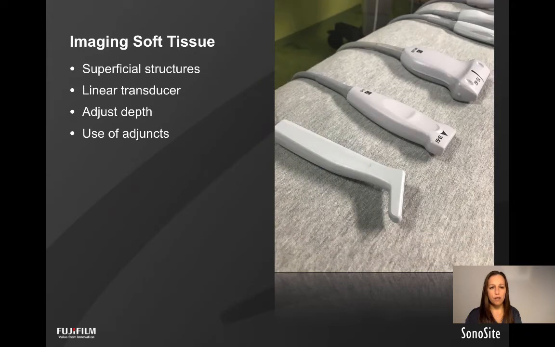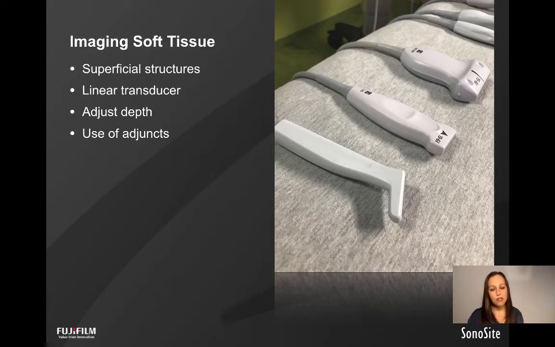For imaging of soft tissue, it's preferable to use a linear high-frequency transducer. This is because the majority of the structures are very superficial in nature, especially in pediatric patients. Here, you can see a variety of transducers that are high frequency. The one in the front is the hockey stick transducer, and that is actually a higher frequency which can be utilized, but generally all of these can be utilized for these applications.